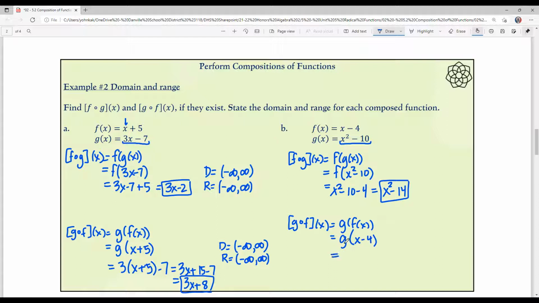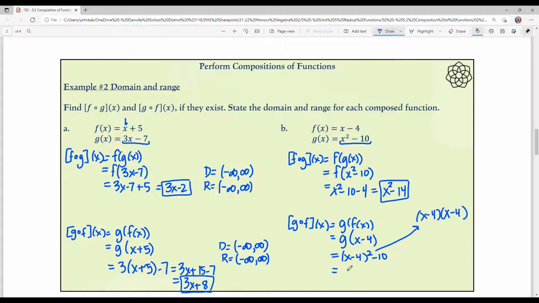Then I need to go to the G function, and instead of writing X, I'm going to write X minus 4. So I have X minus 4 quantity squared minus 10. Well, I need to expand X minus 4 squared. And remember, X minus 4 squared is the same as X minus 4 times X minus 4.